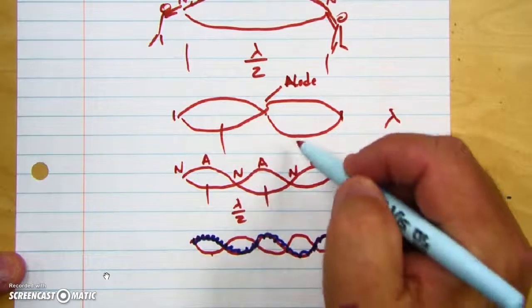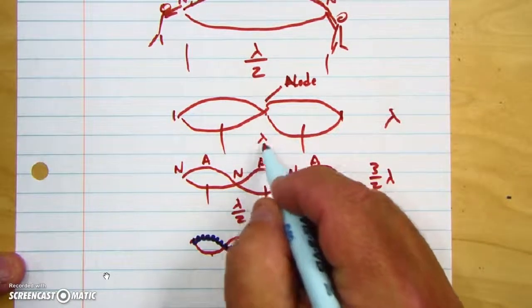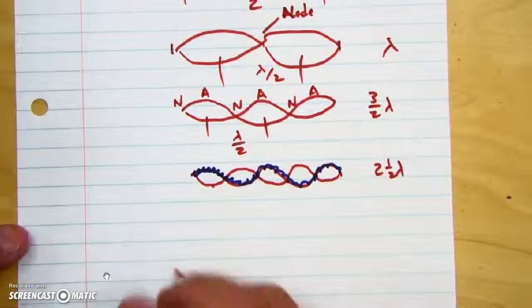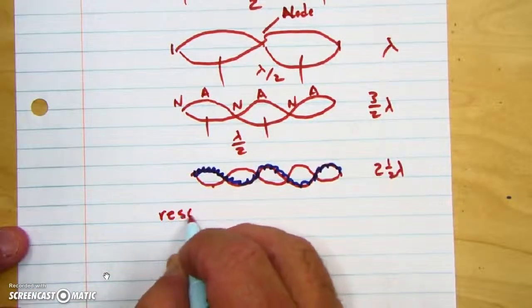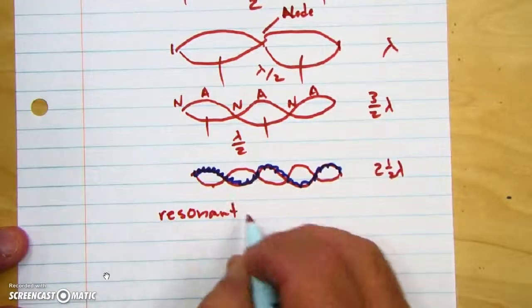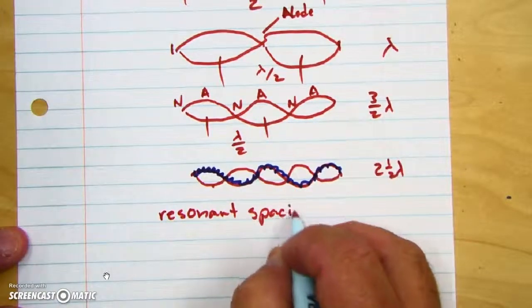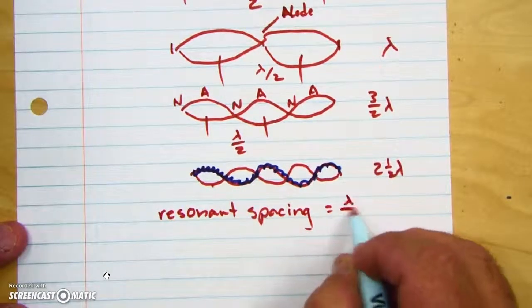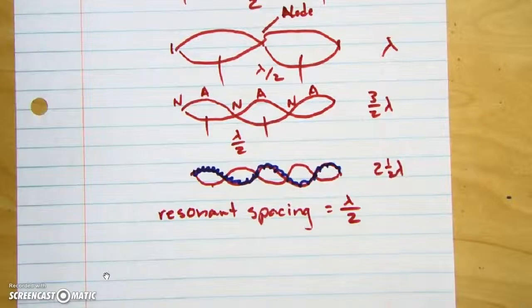It really doesn't matter which wave you're talking about. The antinodes are still separated by lambda over 2. Now, this is sometimes called a resonant spacing, because resonance is where I'm going to get maximum vibration. Resonance spacing is always going to be lambda over 2, regardless of what the wave is.